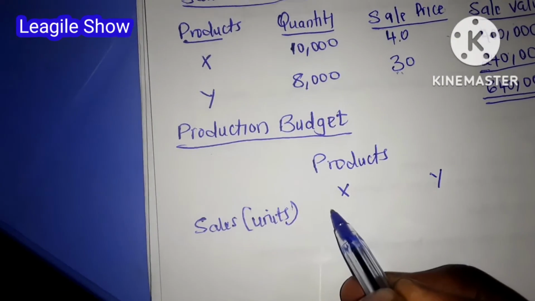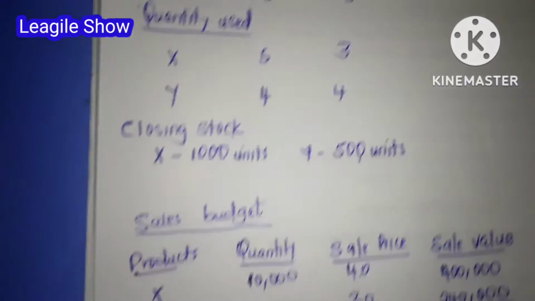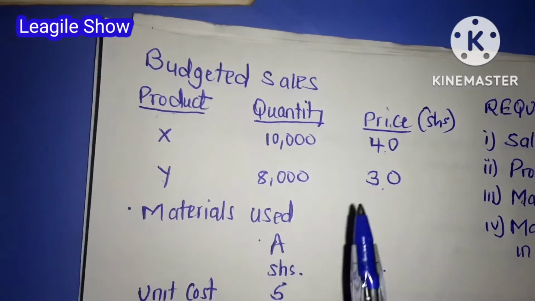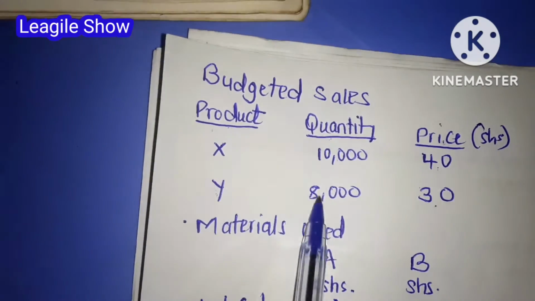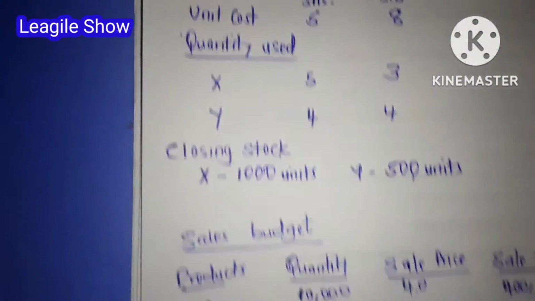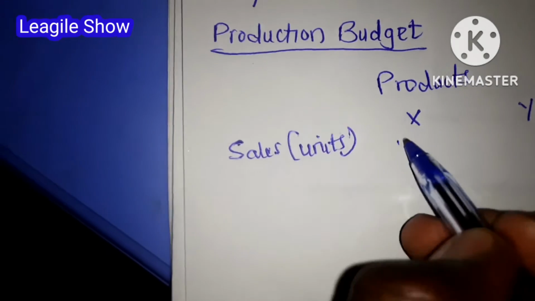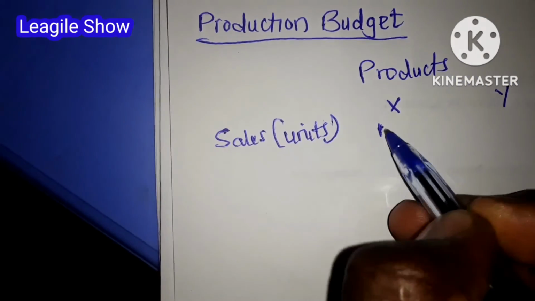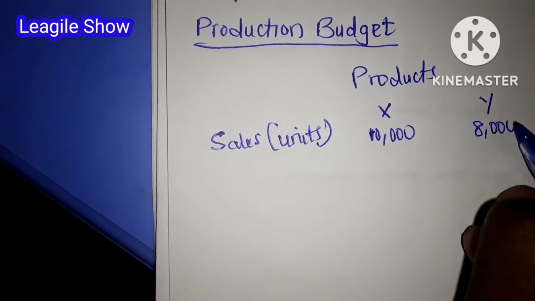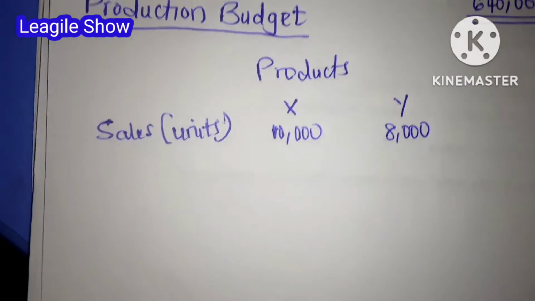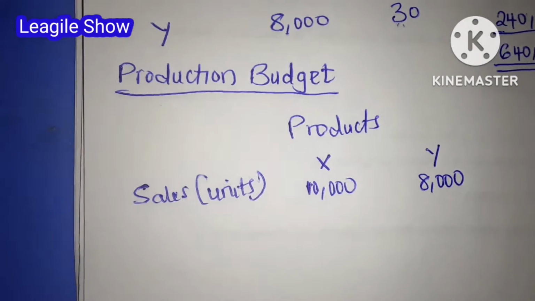For X, if you can remember from our question, from our budgeted sale, the quantity for X was 10,000 and Y 8,000. That is where we are starting from. So it will be here 10,000 and Y 8,000. Hope we are together up to this point.